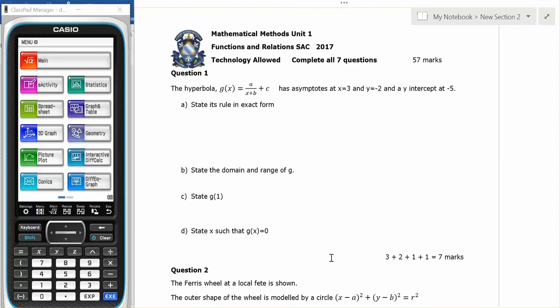Or a video for the 2017 SAC. So, all right, it's calculator allowed, so you can use a calculator, but please choose wisely whether you want to use a calculator or not, because some questions you don't really need a calculator.